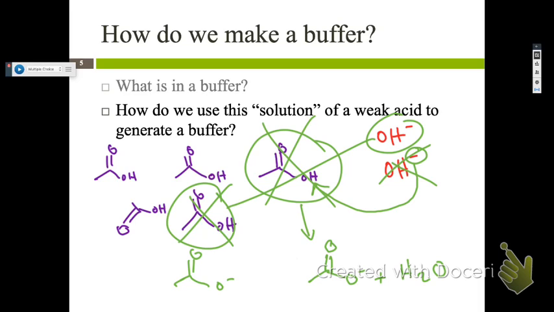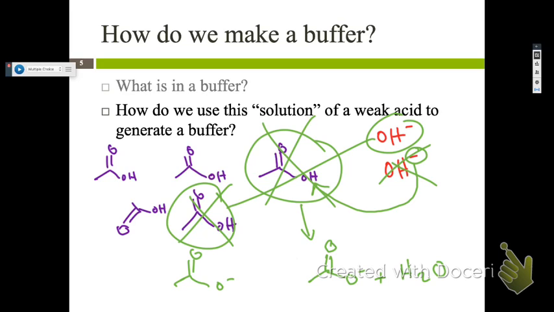So let's spend 1 second right here, and let's go back to what a buffer does. Can someone remind us what a buffer does? Corbin? I don't want to answer. Sarah? Okay. What happens? Jonathan? When you add either more acid or base to it.